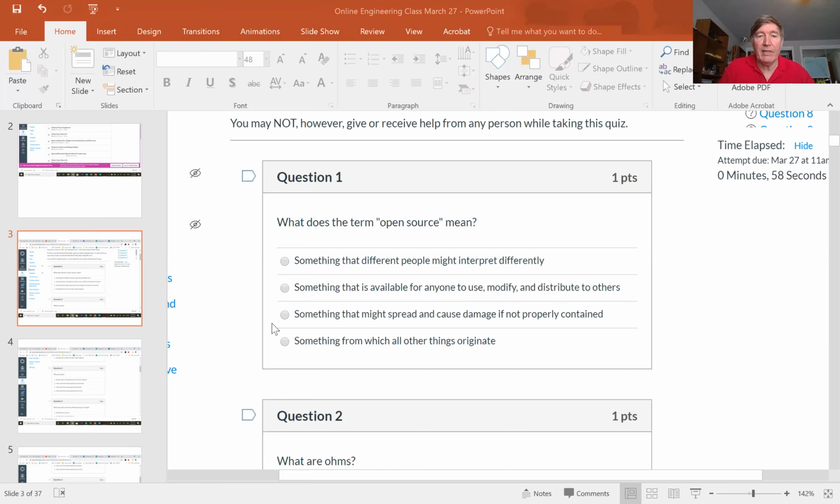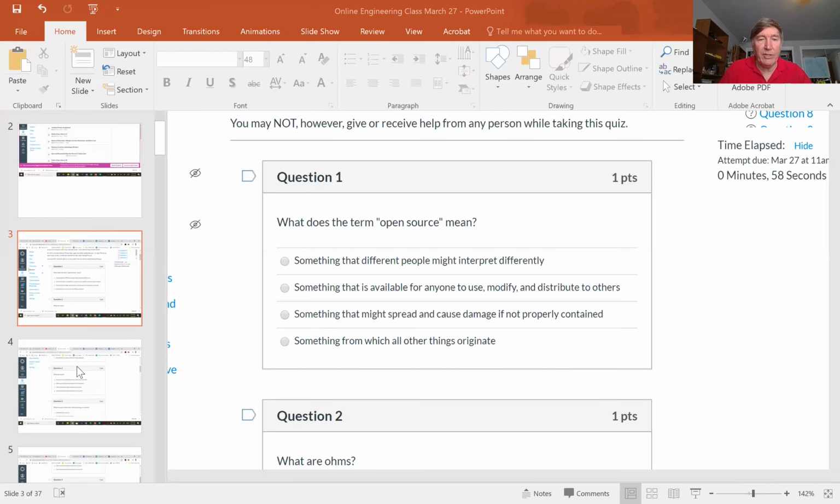Okay, so everybody, hopefully you got that question right. The order may be a little bit different for you. Canvas automatically shuffles the order, so it may not have been the second one for you. Okay, so the Arduino software is all open source. That's why it's important.